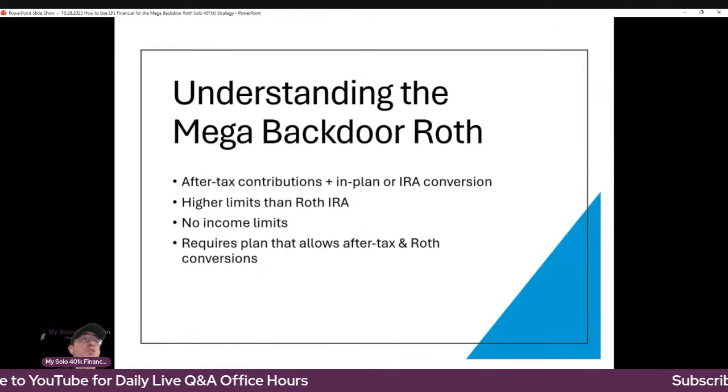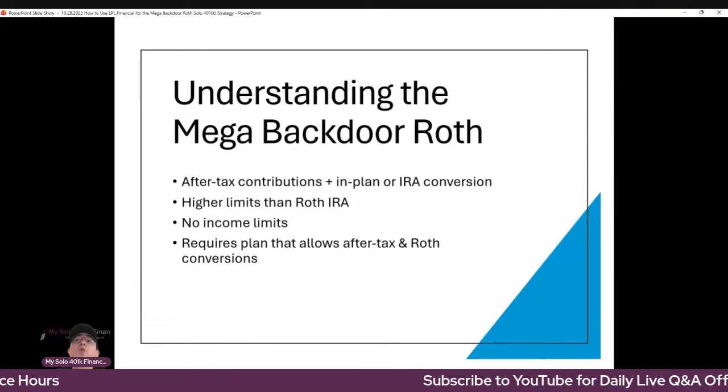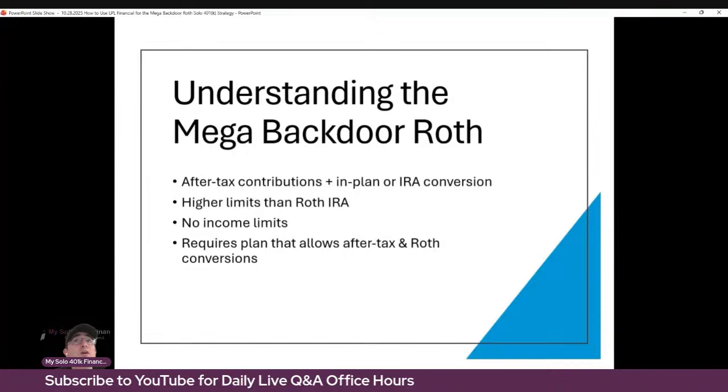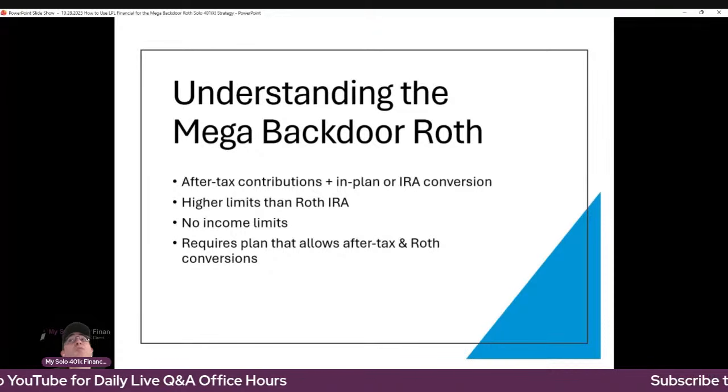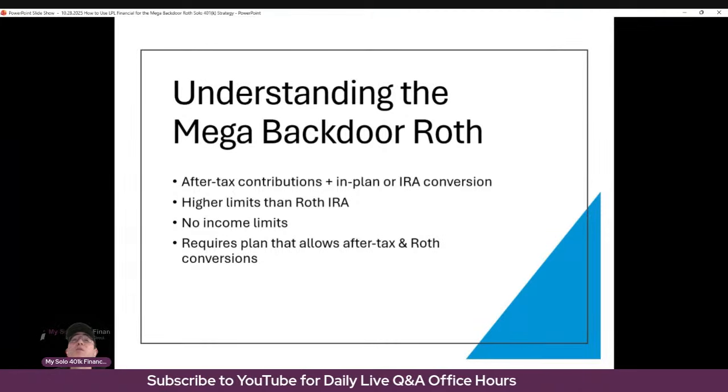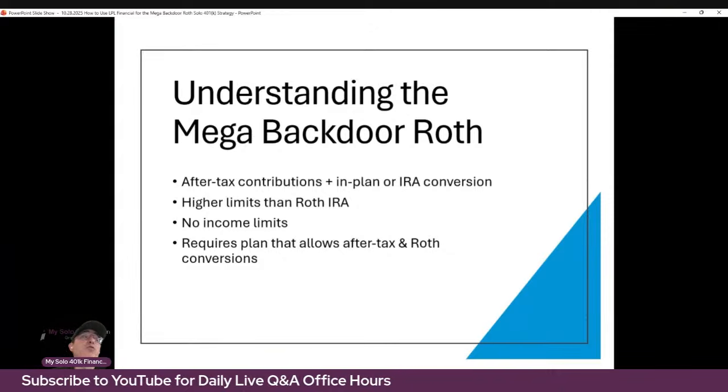An additional advantage is that there are no income limits. Unlike a Roth IRA, where if you make too much money, you're not eligible to make Roth IRA contributions, there are no such income limits above which you can't make Mega Backdoor Roth Solo 401k contributions. So that means it can be a great plan for those that are high income earners.